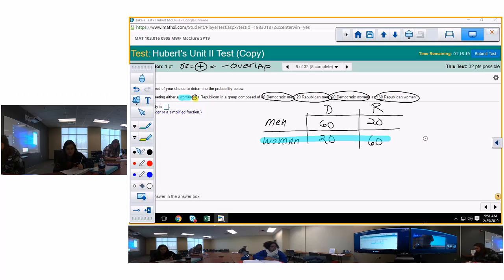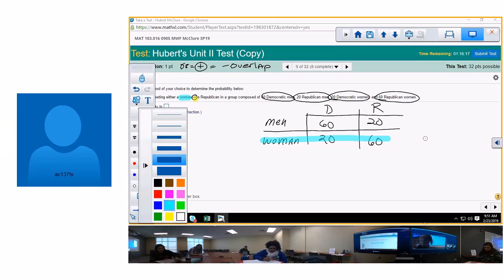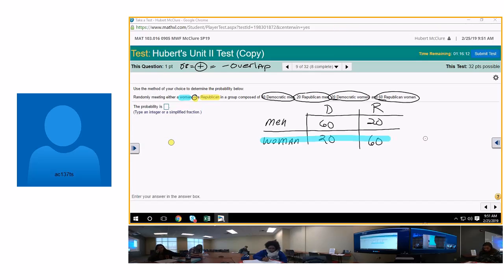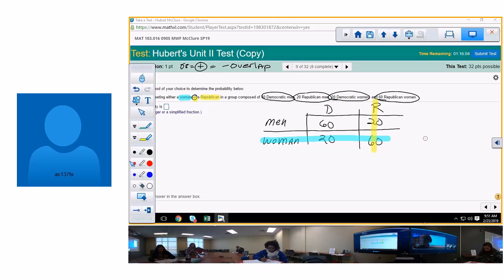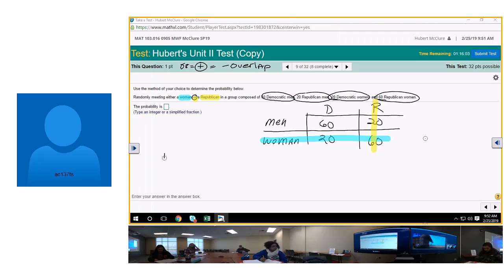And I'm going to highlight yellow, a Republican. So somebody add up, is it 100? Yes, 100. So the probability of a woman or a Republican is going to be equal to something over 100.